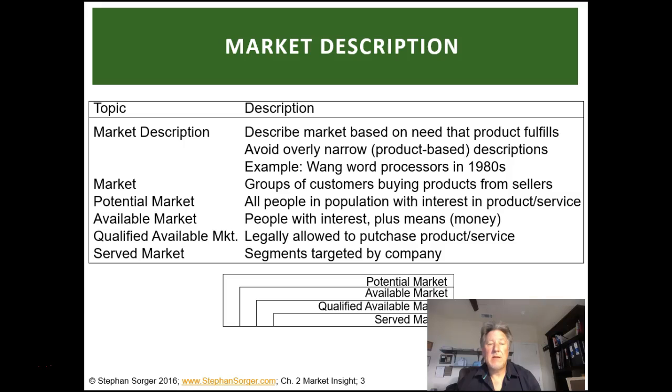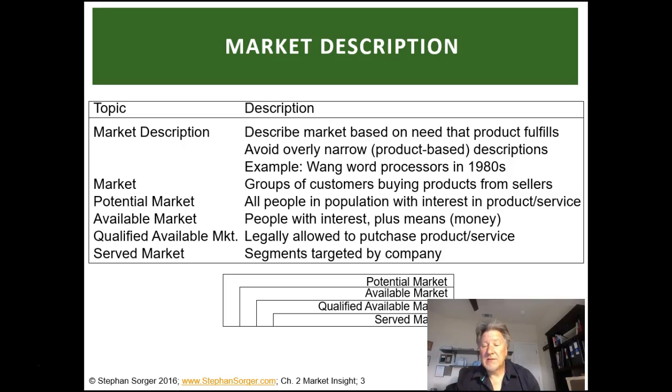So you need to really think about defining your market clearly. And the way we break it down can be the potential market, which is all people in the population with interest in your product or service. Available market, which is people with interest plus means or money, and then qualified are those who are legally allowed to purchase the product or service, or served market.